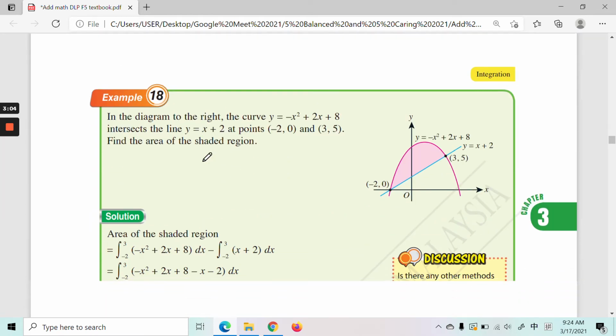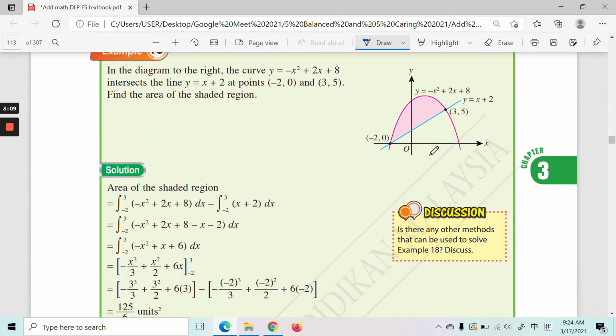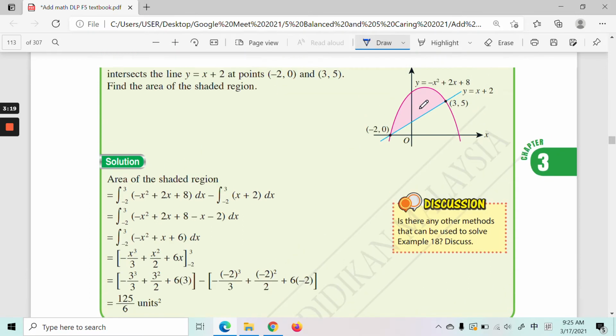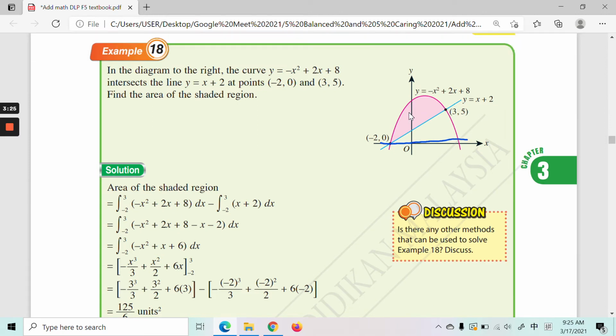Let's look at example 18 on page 102. This diagram on the right shows the curve. This curve with this equation intersects the straight line y equals x plus 2 at these two points. Find the area of this shaded region. Remember how to find the area: the x-axis is the floor. So who is above? From here we can see that the curve is above. To get this shaded region, remember where a and b are. a is at -2, and b is here at 3.